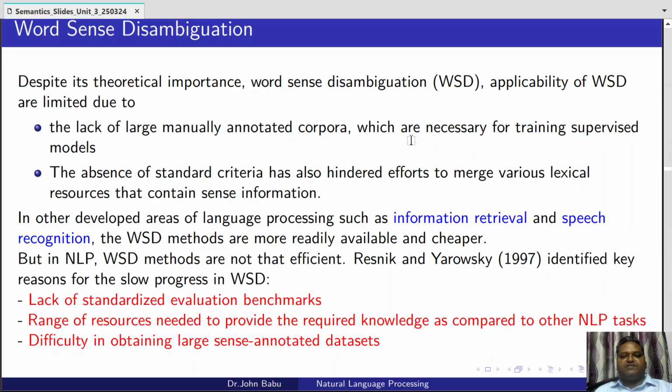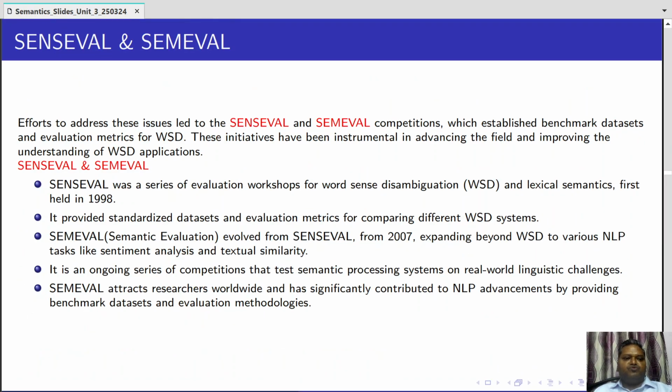And there is also an absence of standard criteria to annotate or to do this word sense disambiguation. Another set of reasons was put forth by Resnik and Yarowsky. They identified that the slow progress of word sense disambiguation can be accounted for by, number one, lack of standardized evaluation benchmarks. There are no standards, that's what we have seen. Secondly, you require more resources if you want to incorporate knowledge in NLP. And thirdly, there is a difficulty in obtaining huge sense annotated or human annotated data sets. So these are the hindrances to word sense disambiguation.